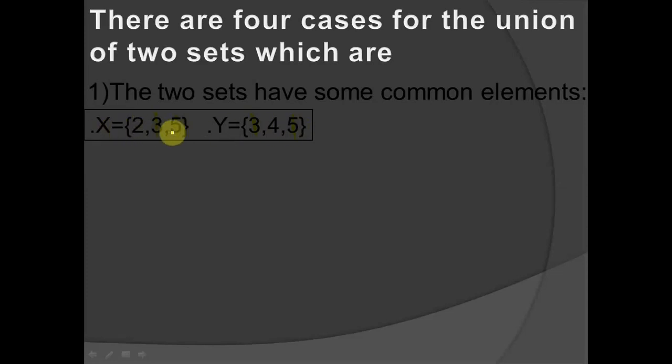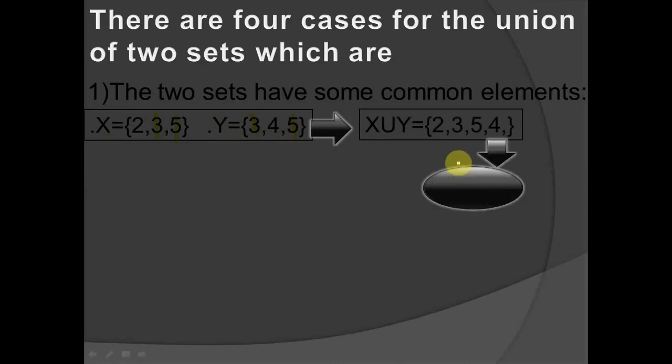We write 2, 3, 5, and then 4, and we don't repeat 3 and 5. In the figure, set X, set Y, and we write the different elements and the common elements in the common part.